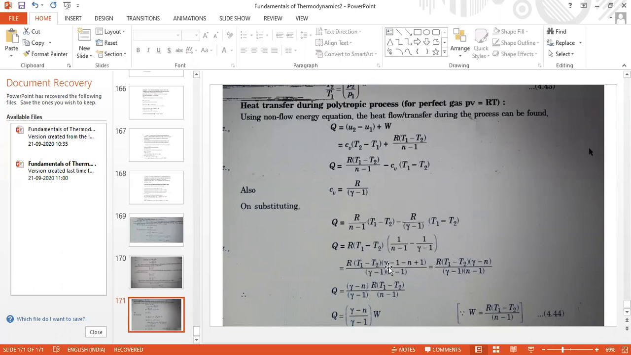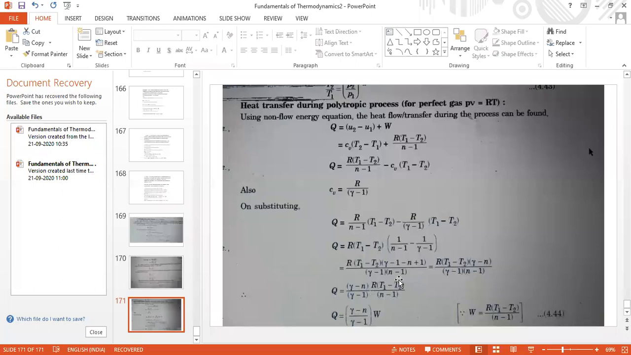And simplifying this, the LCM is n minus 1 multiplied by gamma minus 1, and here 1 into gamma minus 1 minus, minus of n minus 1 becomes minus n plus 1. Simplifying that, this plus 1 and minus 1 get cancelled. Gamma minus n by gamma minus 1 into n minus 1. This is the equation for heat transfer in a polytropic process.